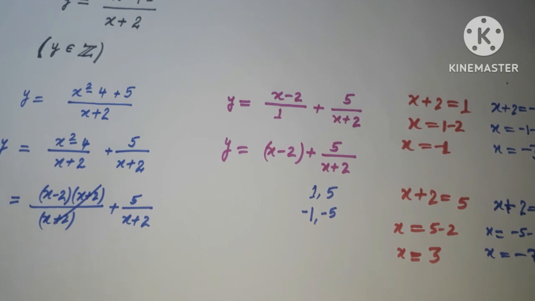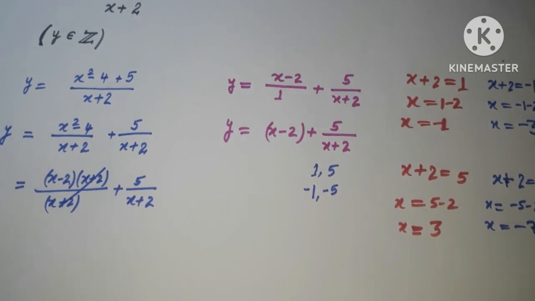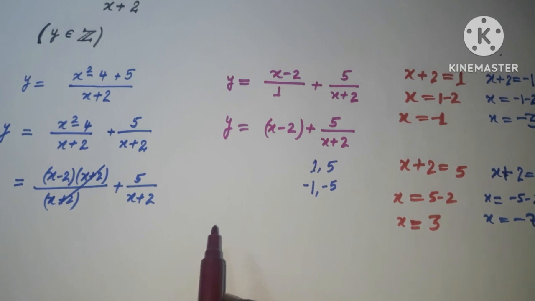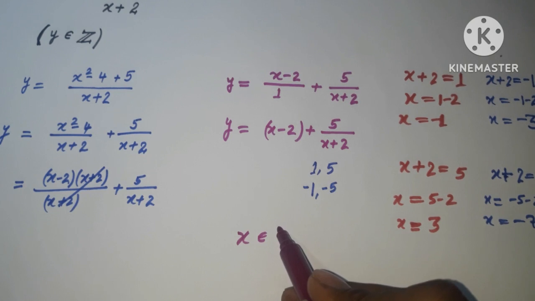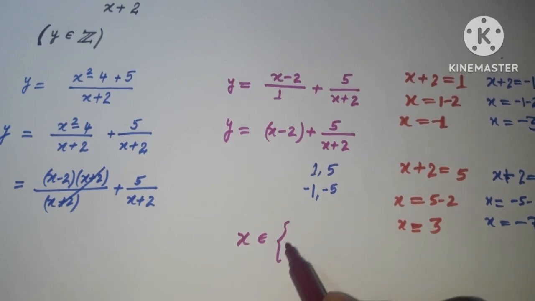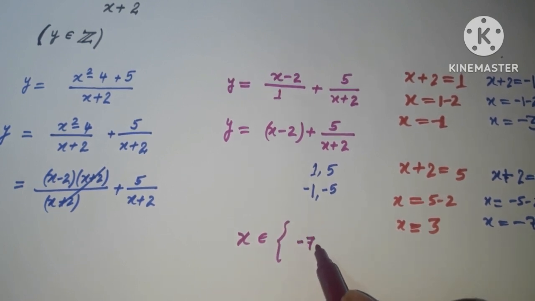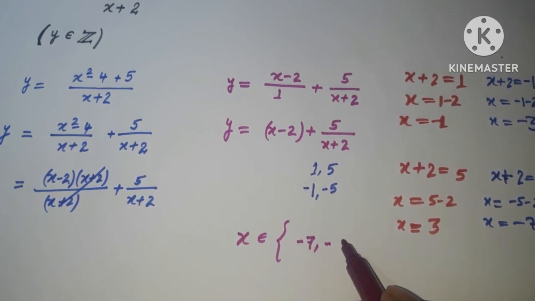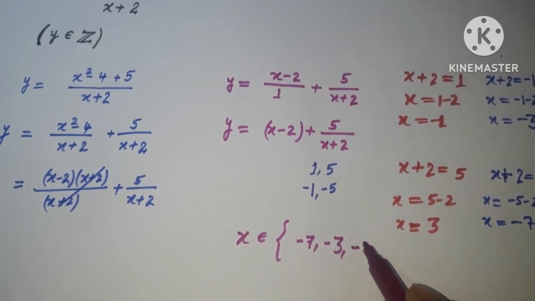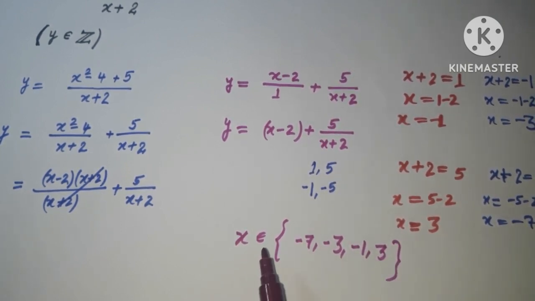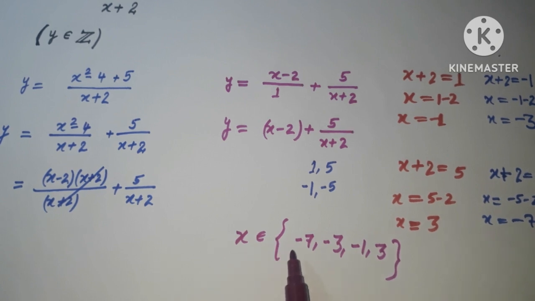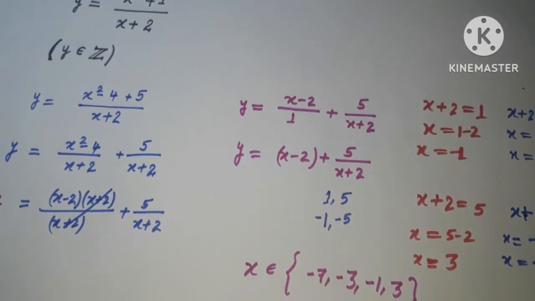So basically we have a set of values for x that gives us an integer value for y. x is an element of negative 7, negative 3, negative 1, and 3 as our solution. So x should be an element of minus 7, minus 3, minus 1 and 3. Any of these values will satisfy our question.